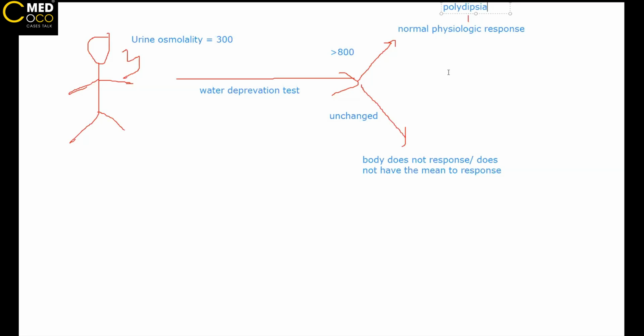So if they have a physiologic response, that means they have the means to keep the water, then the urine osmolality will go up. Now if they don't, then something is going on. Okay, either they don't have the means to respond or they can't. So at that time we do the vasopressin.